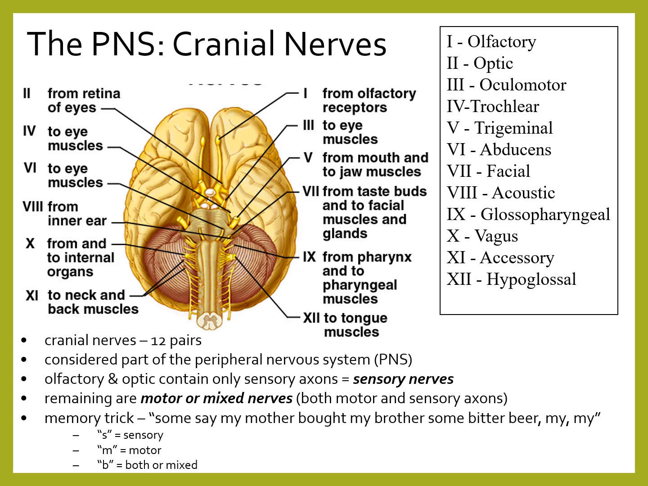There is a memory trick you can use. It is a phrase: Some say, my mother bought my brother some bitter beer, my. The S in this sentence stands for sensory, the M stands for motor, and B stands for both or mixed. So that's physiologically the cranial nerves. Physiologically, all of your 31 pairs of spinal nerves are considered to be mixed.